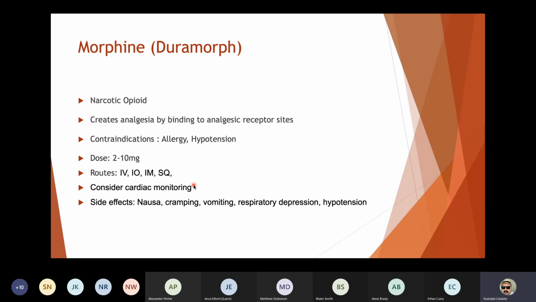All right, another one that we're pretty common with is morphine. It's kind of going by the wayside a little bit. We still use it for some of our cardiac patients potentially. Narcotic opioid, creates that absence of pain by binding to analgesic receptor sites. Contraindications, again, allergies, hypotension. That's why I always ask my patients, hey, are you allergic to anything before I give them medication? Because I need to know that. And you'll find that a lot of people are actually allergic to morphine or some sort of morphine derivative.